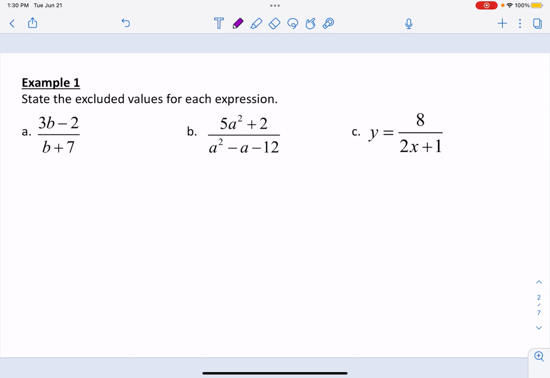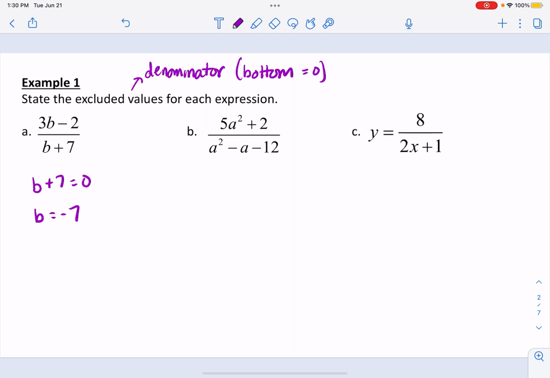So, an excluded value is something that makes the denominator, otherwise known as the bottom, equal 0. So what I do is I set the bottom equal to 0, b equals -7. So really what you're saying here is b cannot be equal to -7. So that's what you're really doing.